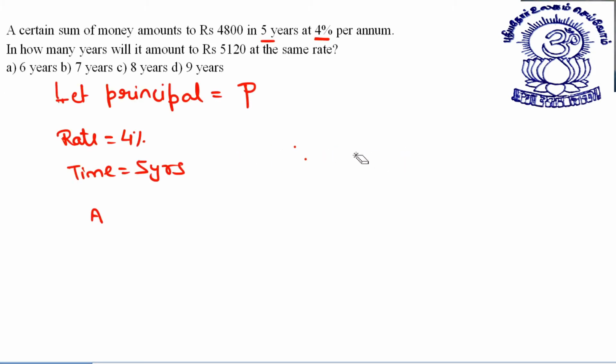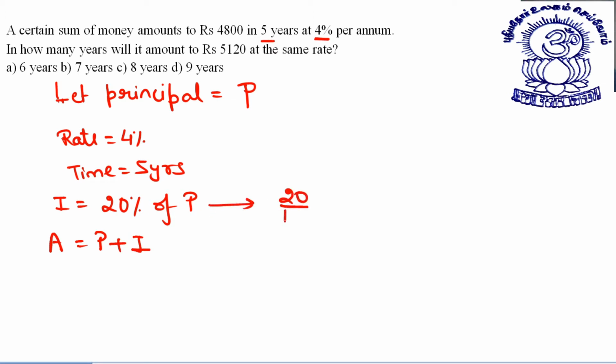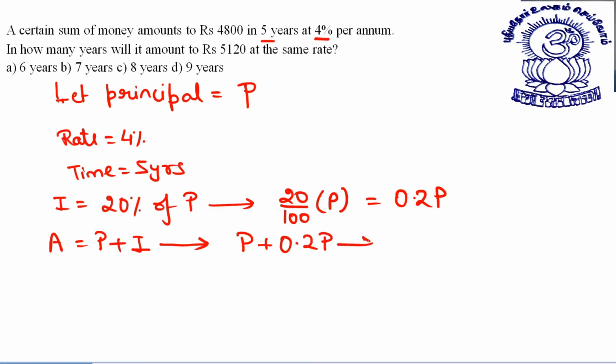So interest is equal to 20% of the principal. Now, amount is principal plus interest. 20% of P, or I can say 20 by 100 P, is equal to 0.2 P. So amount is equal to principal plus interest, which is P plus 0.2 P. This gives me 1.2 P.